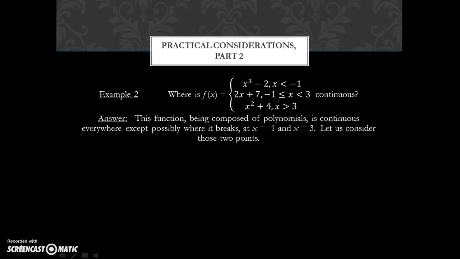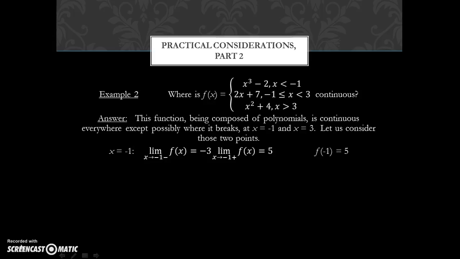So if you'll notice, each of the three parts is a polynomial. And as we talked about in class, polynomials are continuous everywhere. The piecewise function, therefore, will only be discontinuous at points where it would break. And that's only a possibility. Those are at x equals negative 1 and x equals 3. So let's consider those 2 points.